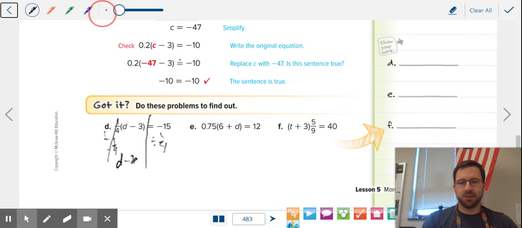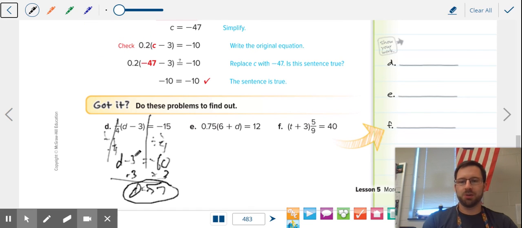d minus 3 equals negative 60. All right, remember that rule. Keep change flip. You flip 1/4 to make it 4. You could use your calculator as well. The opposite of minus 3 is plus 3. d equals negative 57. It's a little ugly, but it'll work.